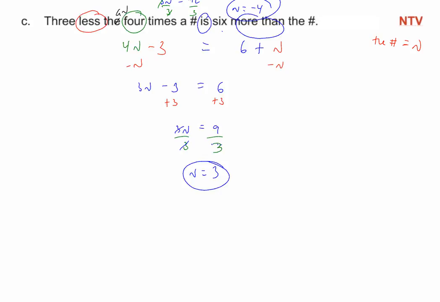So you should end up with 4n minus 3 equals 6 plus n. Again, subtraction matters that it's 4n minus 3. 4 times the number is 4n. 3 less is minus 3. 6 more than the number, either 6 plus n or n plus 6, either way on that one. Any questions on that, anybody?